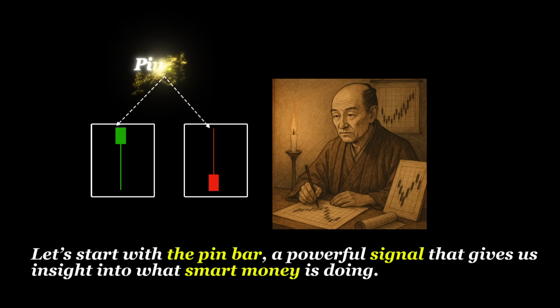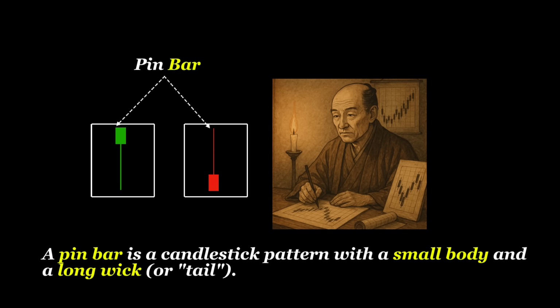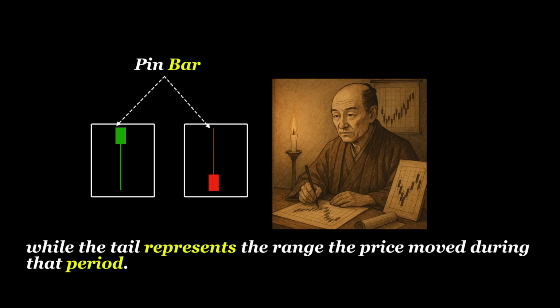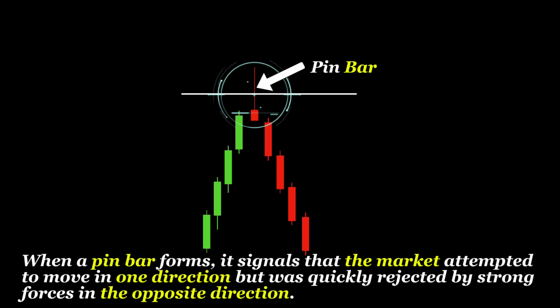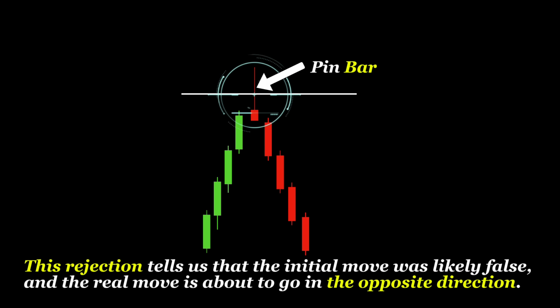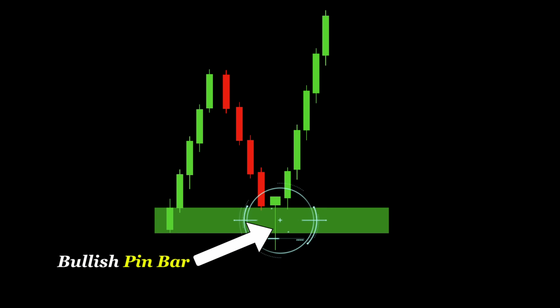Let's start with the pin bar, a powerful signal that gives us insight into what smart money is doing. A pin bar is a candlestick pattern with a small body and a long wick. The body shows where the price opened and closed during the time frame, while the tail represents the range the price moved during that period. When a pin bar forms, it signals that the market attempted to move in one direction but was quickly rejected by strong forces in the opposite direction. This rejection tells us that the initial move was likely false, and the real move is about to go in the opposite direction. When a bullish pin bar forms at a demand zone, it's an important signal.